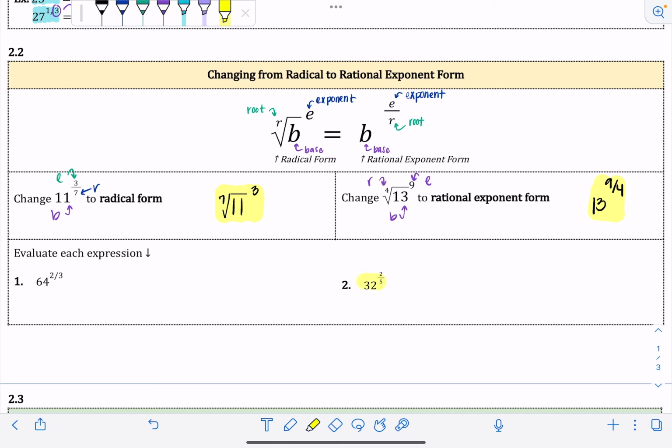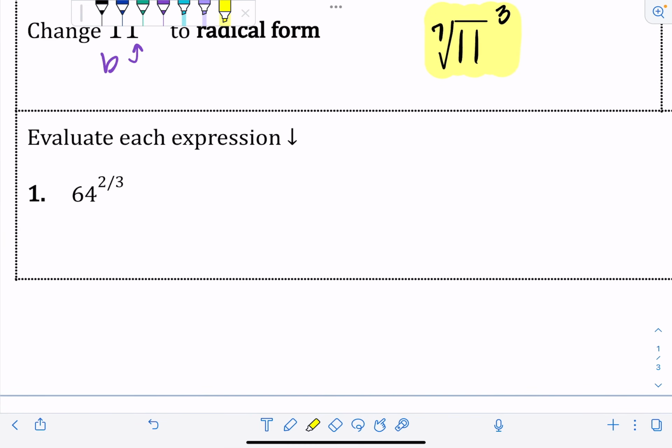So both of these are in rational exponent form. They're in this form right here. We're going to put them in radical form first before evaluating. So I'm going to zoom way in. We're just going to label each part. So when it's in rational exponent form, it's B to the E over R. And then when I put it in radical form, it becomes the R root. So in this case, it would be the 3rd root of B, so 64. And then that's raised to the E power, so E was 2, so squared.